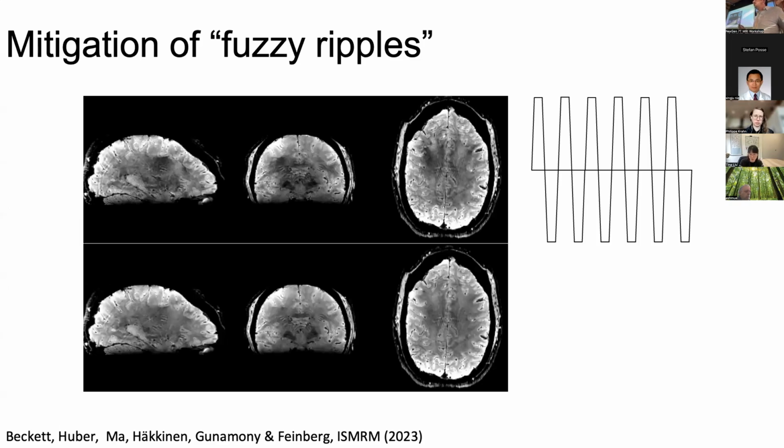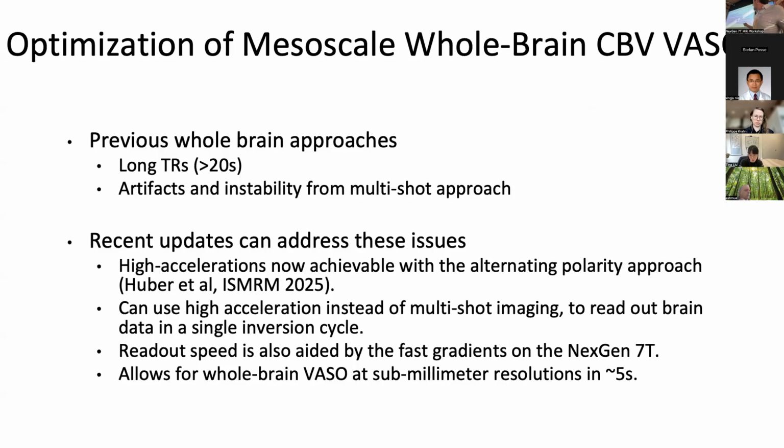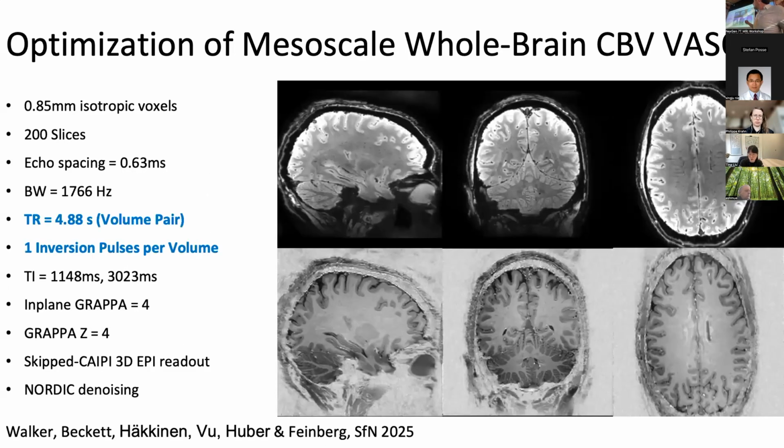And this is something we were able to use to really push the performance on the scanner to get something that might be useful for neuroscience with whole brain VASO. So in this case, we're able to get 0.85 millimeter isotropic voxels with 1 inversion pulse per volume. So we're reading out our images a lot faster, which meant that our TR was now 4.8 seconds, which is long, but it's still usable for cognitive neuroscience. In this case, we're doing a movie watching task.